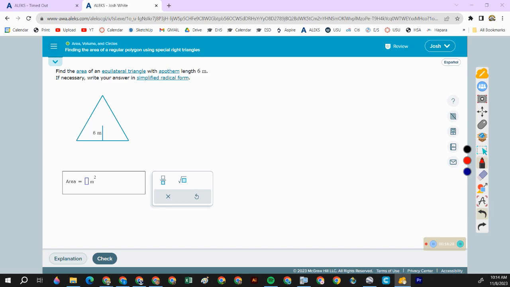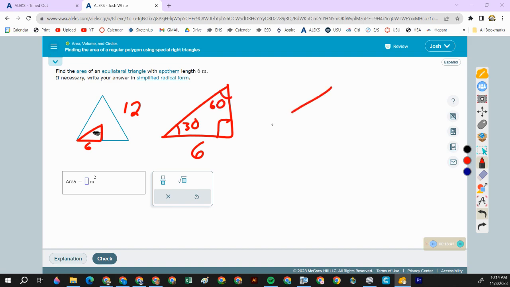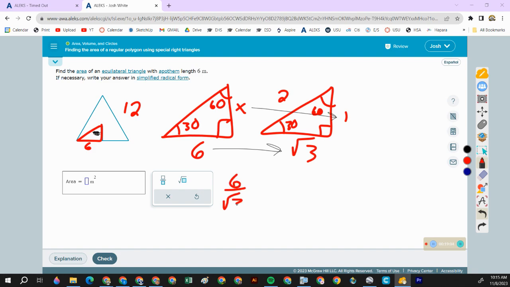So if we don't know that that's a 6, but we know that this is a 12, I can draw this triangle, and this is a 6. Right? So this is 6, and this is 30, 60, 90. So my reference triangle is 30, 60, 90. 1, 2, square root of 3. So 6 corresponds with root 3, and x corresponds to 1. So 6 over root 3 is equal to x over 1.